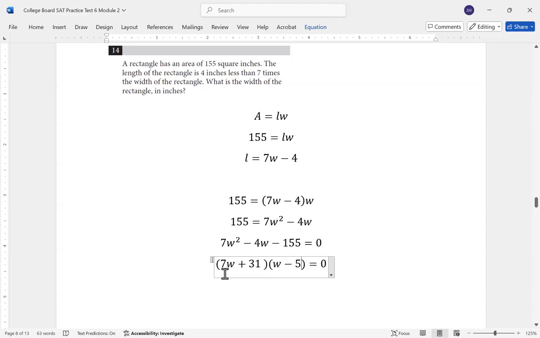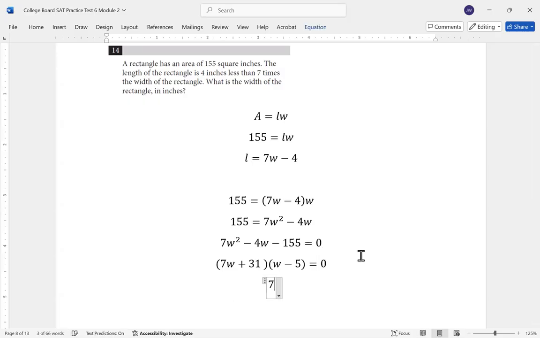And then if you notice the middle term, we're going to get 7W times negative 5. That's negative 35W. And then we'll have 31W. When I add a negative 35W plus a positive 31W, I get negative 4W. So I used guessing and checking with 31 and 5 and the positive negatives. But you can use any other method you know.